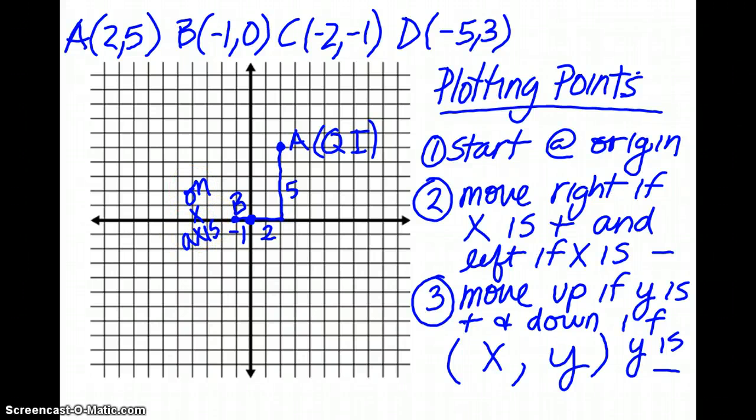And so that's the location of point B, is on the x-axis. We can also plot points C and D. I'm just going to go ahead and erase these though for now, give us some room.